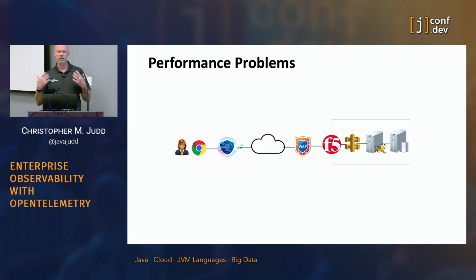I started looking at the things that are under our control. So the things in the box from the F5 to the right. Is it something in the database? Is it something inside of the app server? Is it something at the API gateway? And I started measuring what I could.